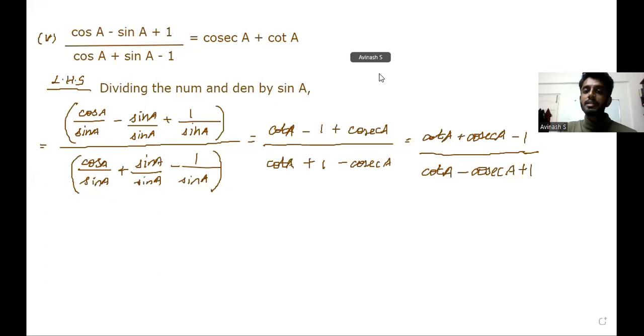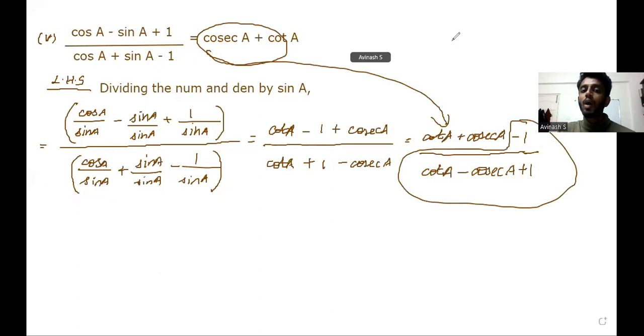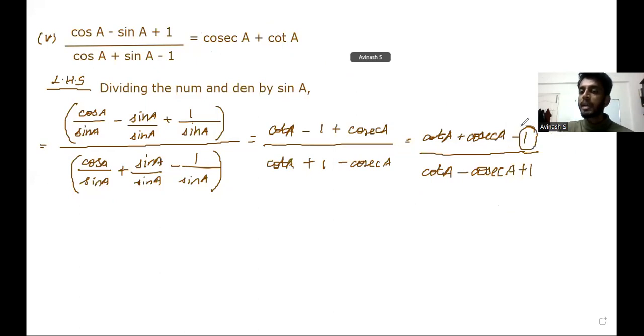So what do we do after this? We have almost got the answer. If you look at the right hand side of the question, we have almost got the answer, except for some extra terms. How do we approach this? This 1 has to be eliminated somehow in the numerator. So what we do is, we know this identity: 1 plus cot square A equals cosec square A. From this identity, 1 can be equated as cosec square A minus cot square A.